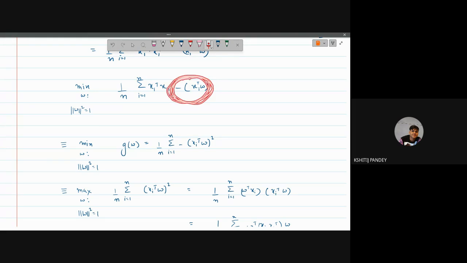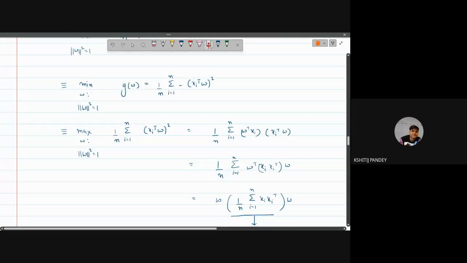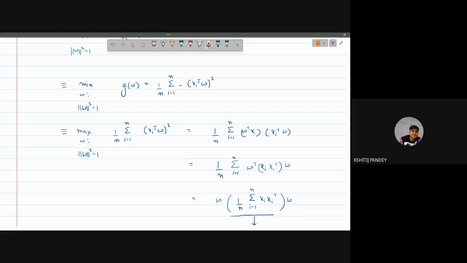If you minimize this quantity, that will automatically minimize this. So the W which will minimize the negative of this quantity will minimize the entire quantity. Equivalently, you can minimize for W such that norm square of W is equal to 1. We have removed this. And now pay attention, this is negative, right? So if you remove the negative, this is equivalent to an optimization problem: maximize for W such that norm square of W is equal to 1, and this is the function.